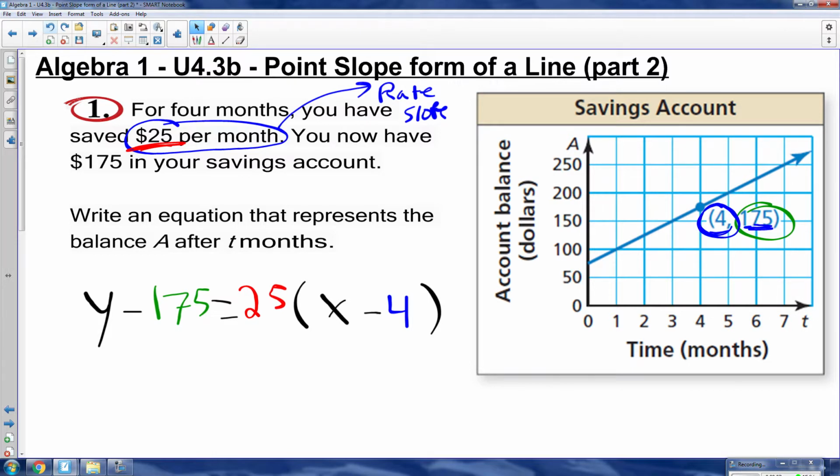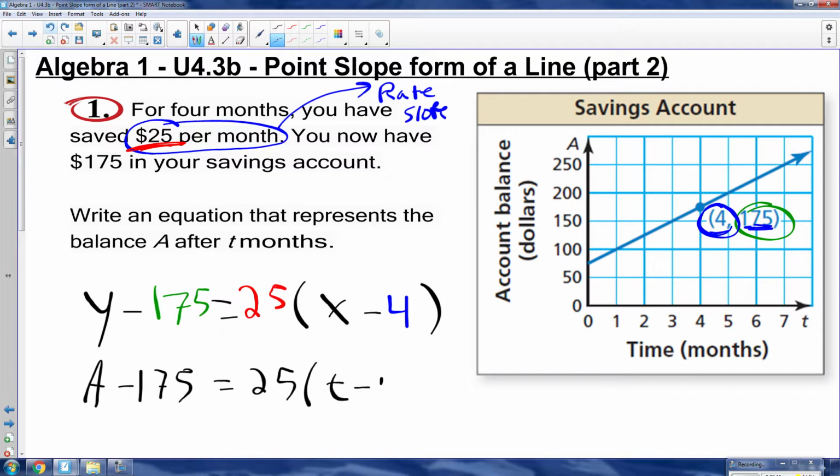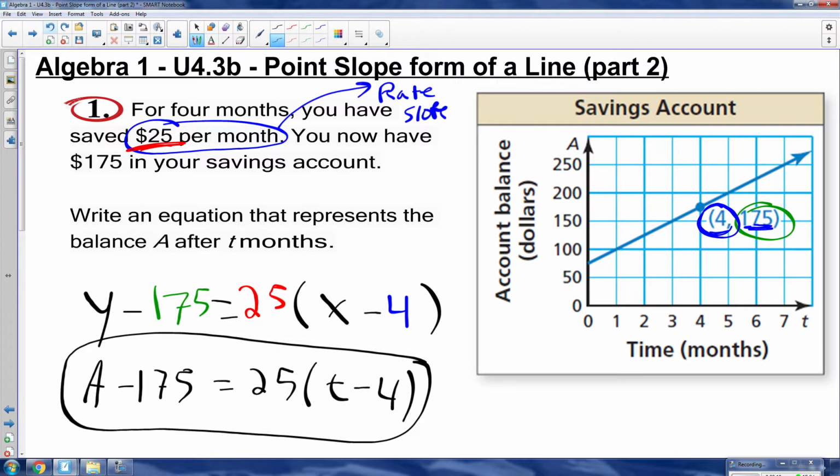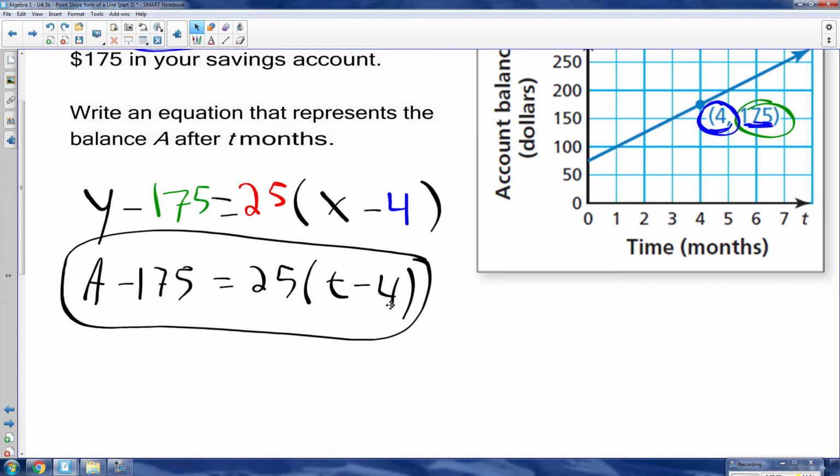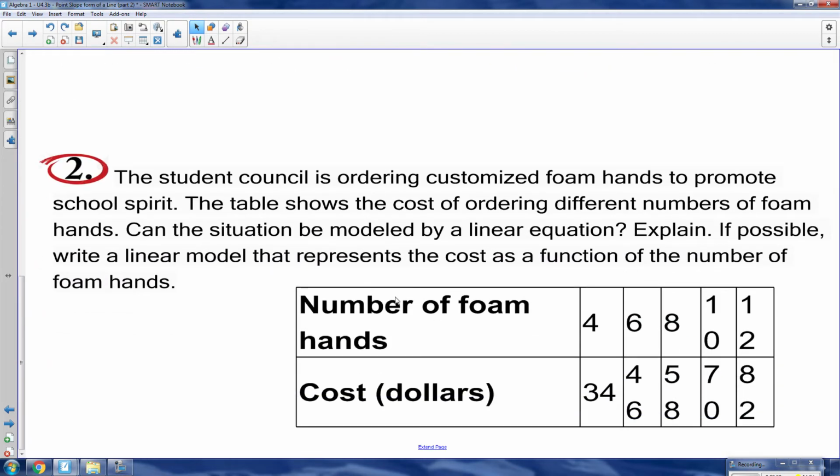They do say A after t months, so maybe we should change that. The amount minus 175 is equal to 25, and they said t is the months. So that's the way we should write it, because they're talking about A and t, right? Amount in the bank and time in months. Is that all right? No problems? So let's keep on cruising.